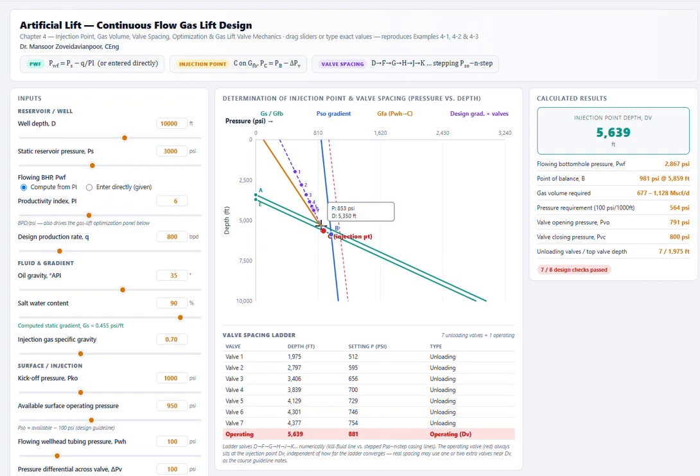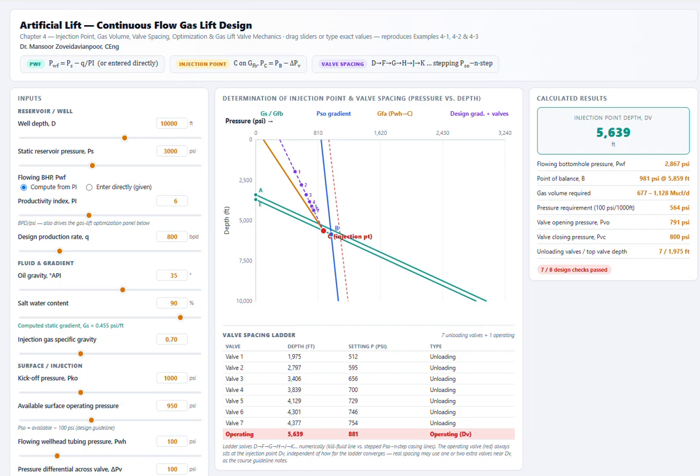As we finish chapter 4, let's use this dashboard as production engineers rather than students following calculations. At the top, you'll see three boxes that summarize the entire gas lift process. The first determines PWF, the second determines the injection point, and the third determines the valve spacing sequence. Everything else on this dashboard supports those three engineering decisions.